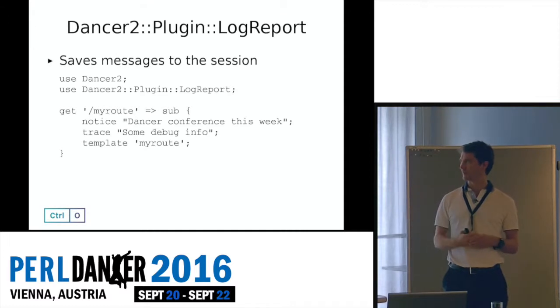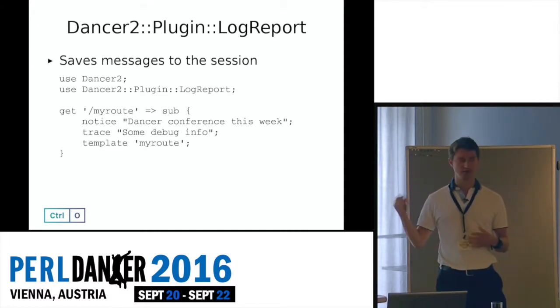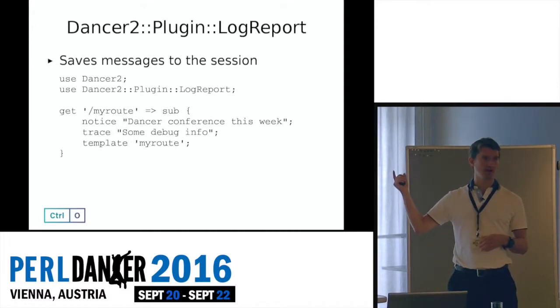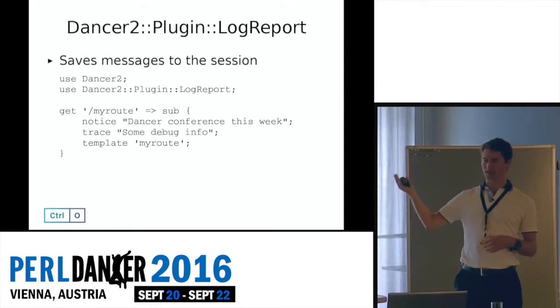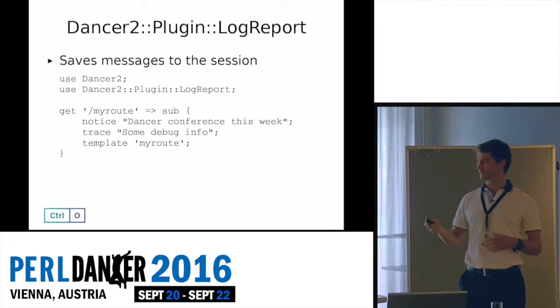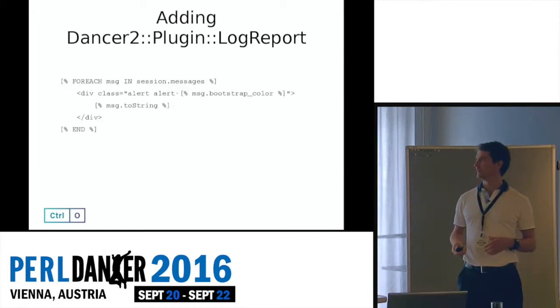But out of the box, that's how it works. So when I call notice and trace, the relevant messages in those will go to a session array, and then you can display that on your template. Like I said, out of the box, the notice message will go to the template, the trace message won't. To display that, I can just do some very simple code, such as this. I can just iterate through all the messages in the session and display them.